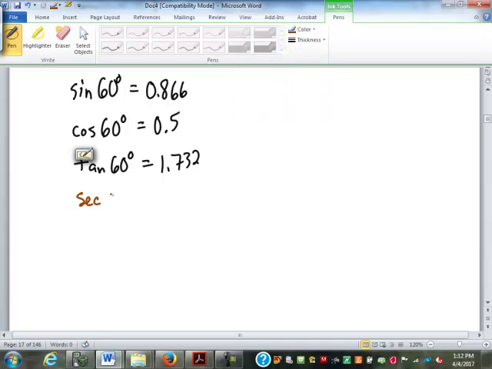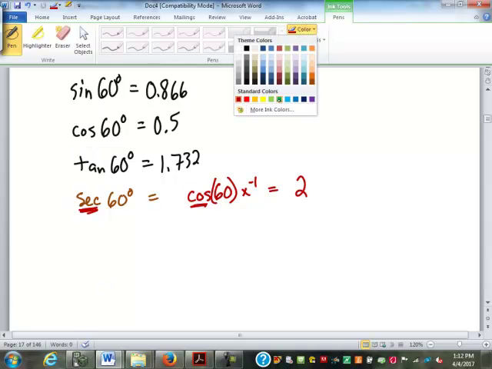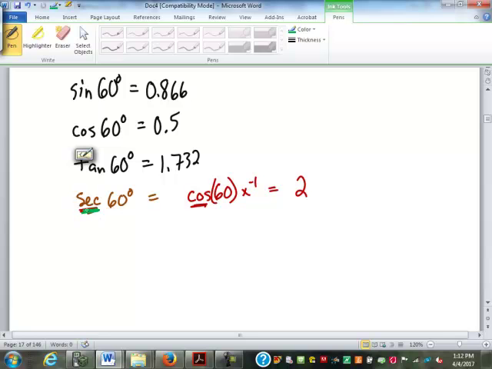Secant of 60 degrees. Something's off there. You're going to do the cosine of 60, close it, and then do the x negative 1. Gives you 2. Remember, secant is linked with cosine. That's a big one. That's hard to remember because it seems it would make more sense if secant was linked with sine, but it's not.